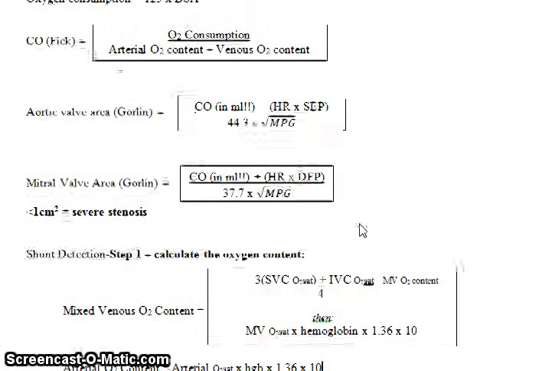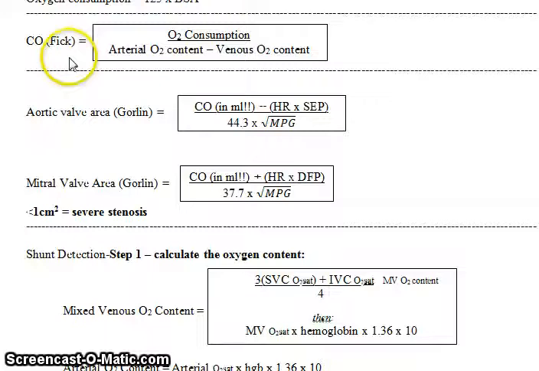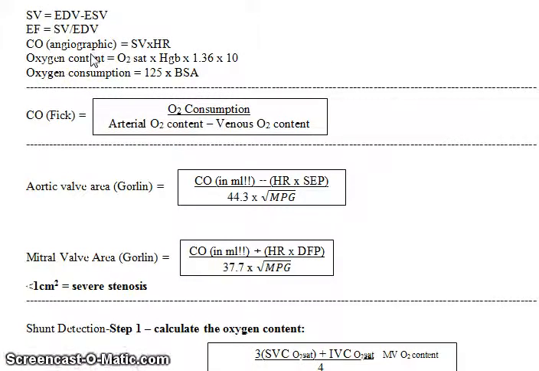Okay, so moving on down now to the cardiac output FIC formula. And while we're here, I want to just remind you that there are 3 ways to calculate cardiac output. The first way we've already talked about, which was the angiographic method. Second way is the FIC method. And then the third way is the thermodilution.